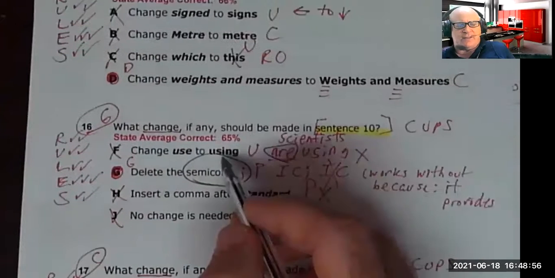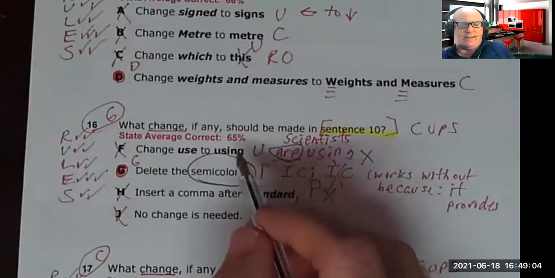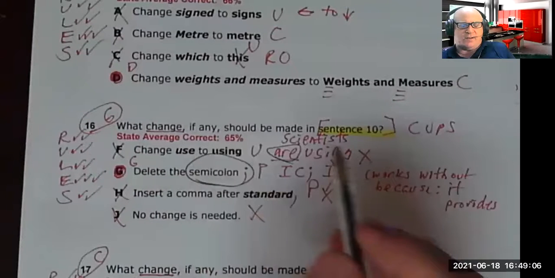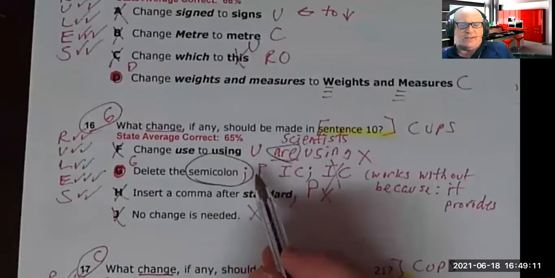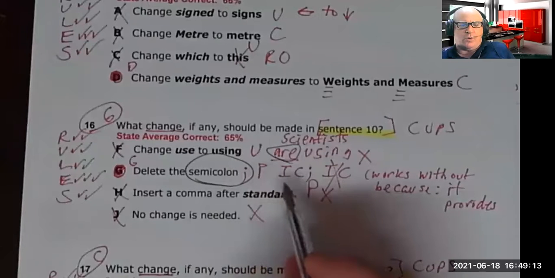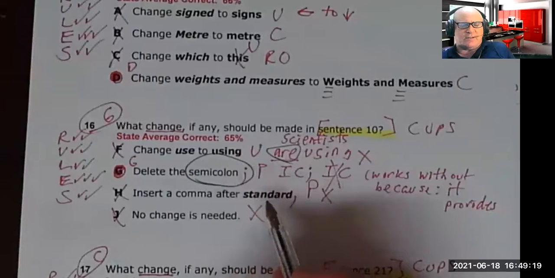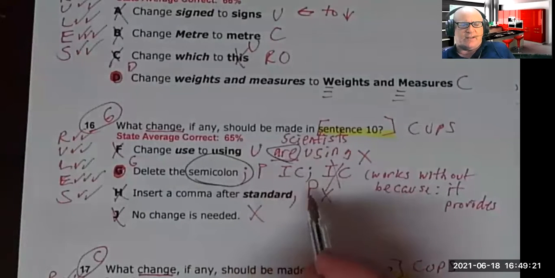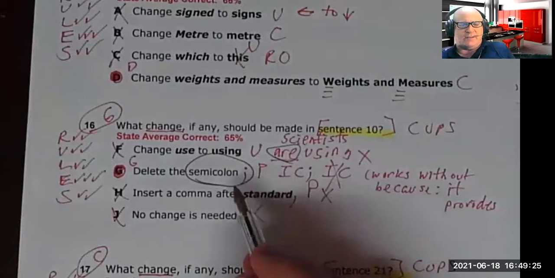Both of those words are real, so it's not a spelling issue. It's which one would you use in the context of that sentence for subject-verb agreement. Delete the semicolon, remove it, in other words. That's a punctuation mistake, and we'll see in a second why we're going to delete the semicolon and start a comma after standard. That's a punctuation mistake, and because there is a mistake and we see it, we're not going to pick letter J.